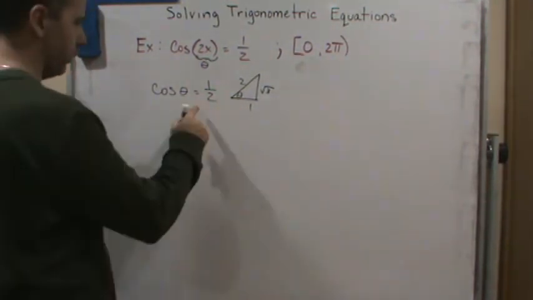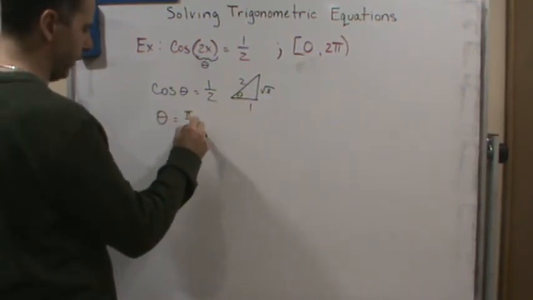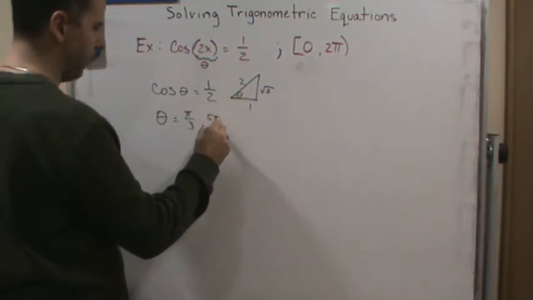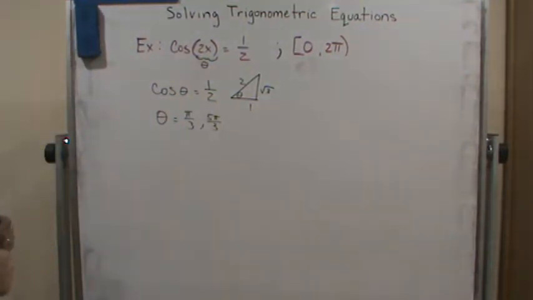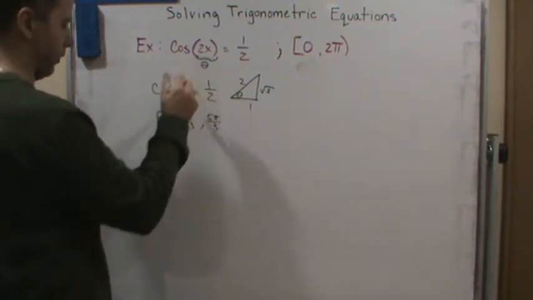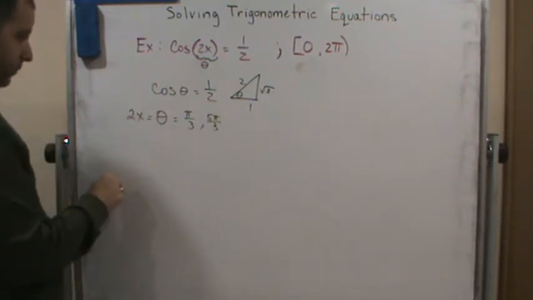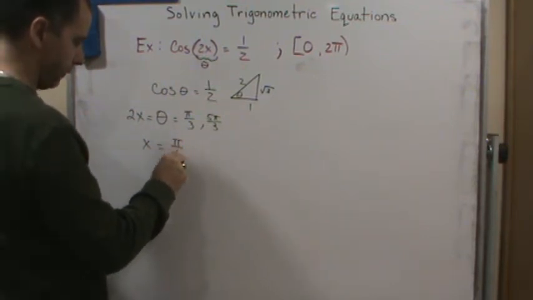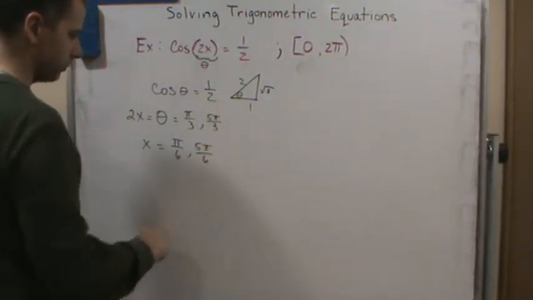Okay, so we know that one of the angles for theta is going to be pi over 3, and since the other one is in the fourth quadrant, we know that the other one is going to be 5 pi over 3. Okay, and so those are the two angles that we get for theta. Now, but that's not what we're solving for. We're solving for x, which is equal to 2x, which tells us that x is equal to pi over 6 and 5 pi over 6.